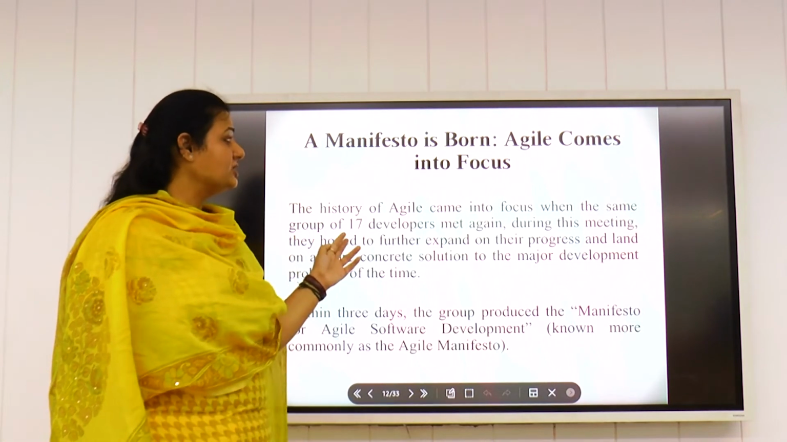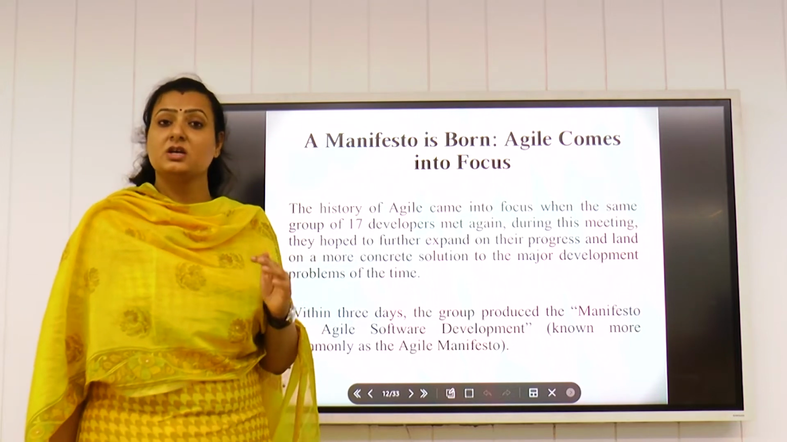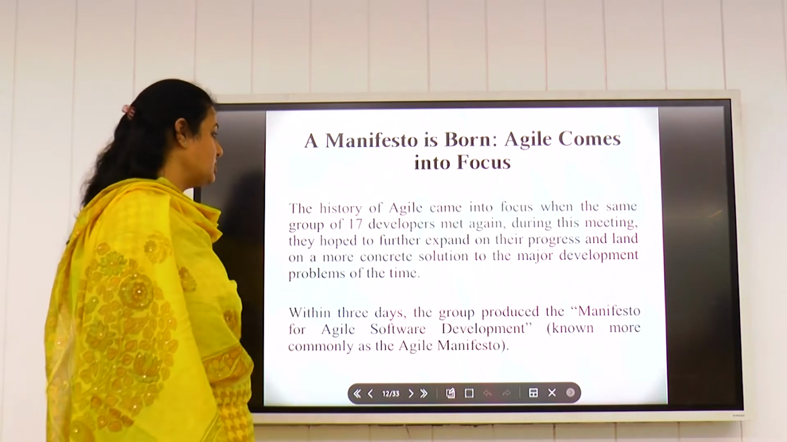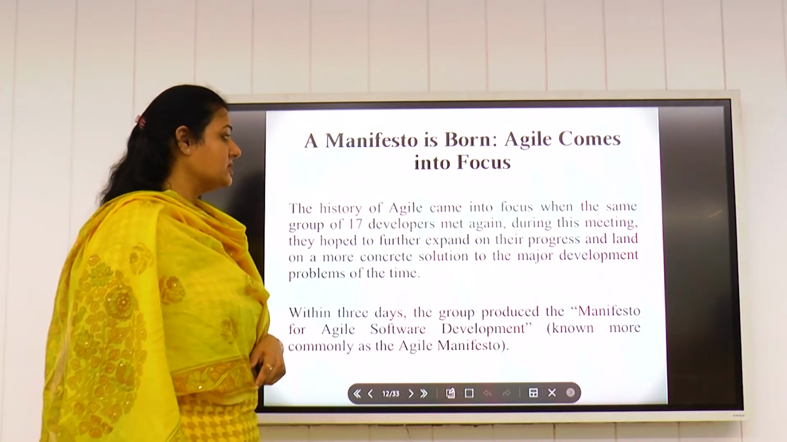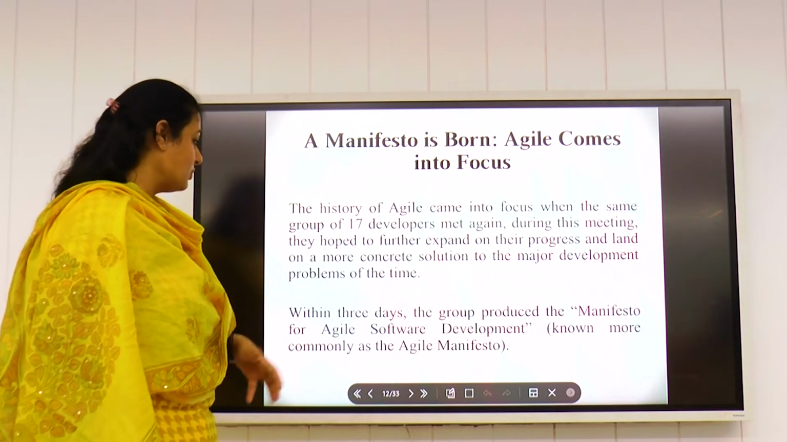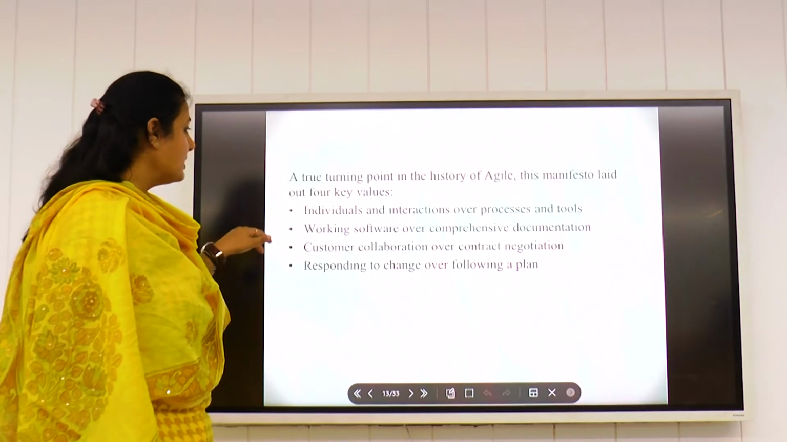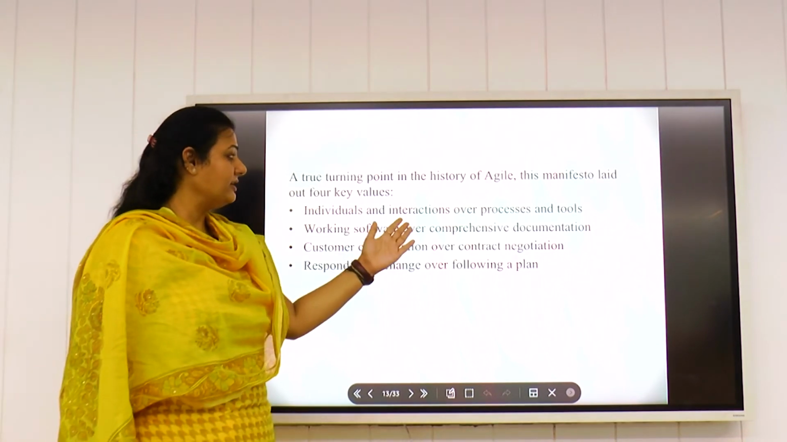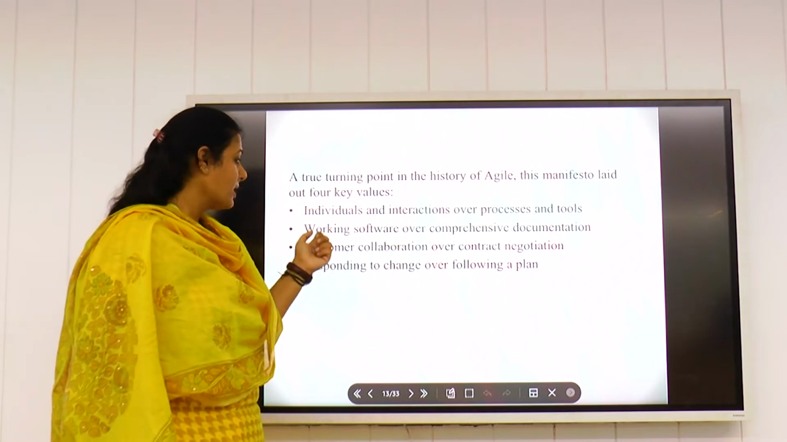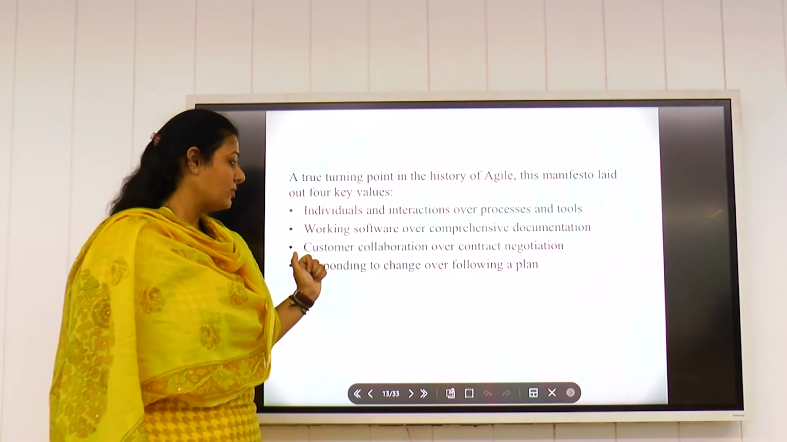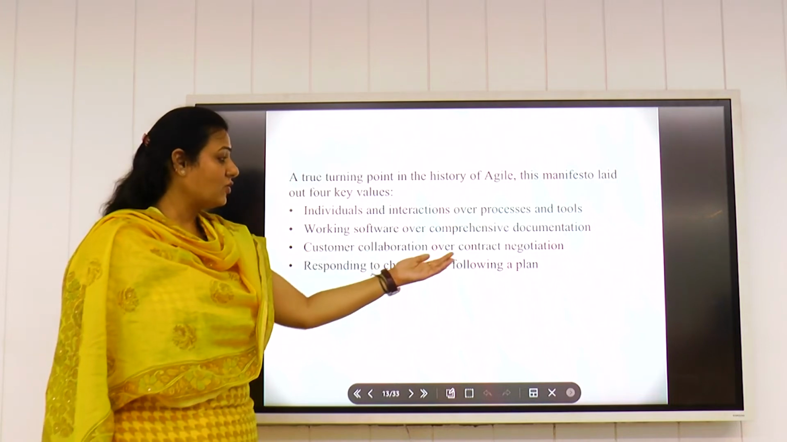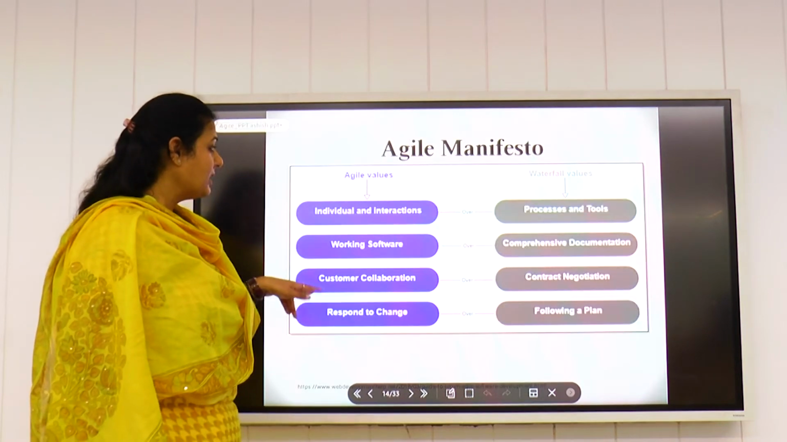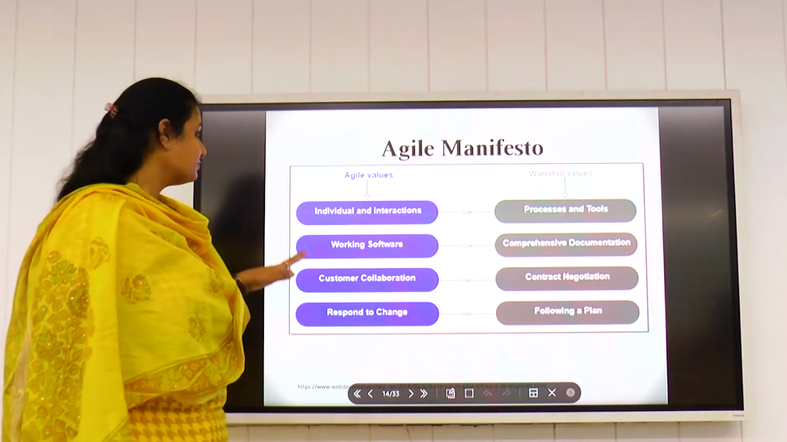They have developed the Agile Manifesto, which fixes the main features and benefits of the Agile methodology. A group of 17 developers decided this manifesto, and it gives us these key features: individuals and interaction over process and tools, working software over comprehensive documentation, customer collaboration over contract negotiation, and responding to change over following a plan. Let's discuss it one by one.